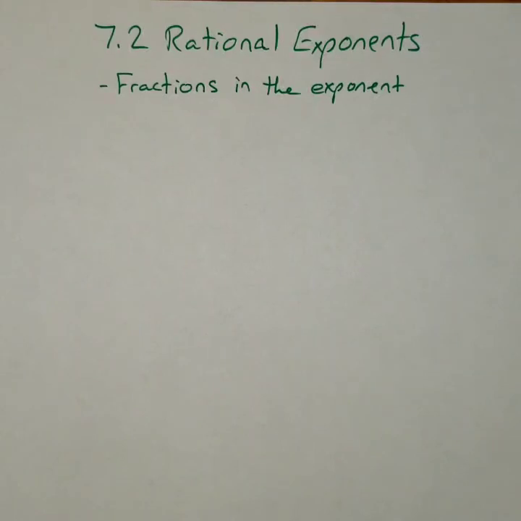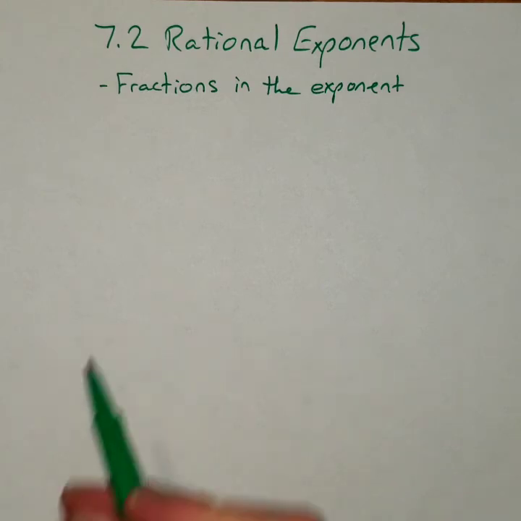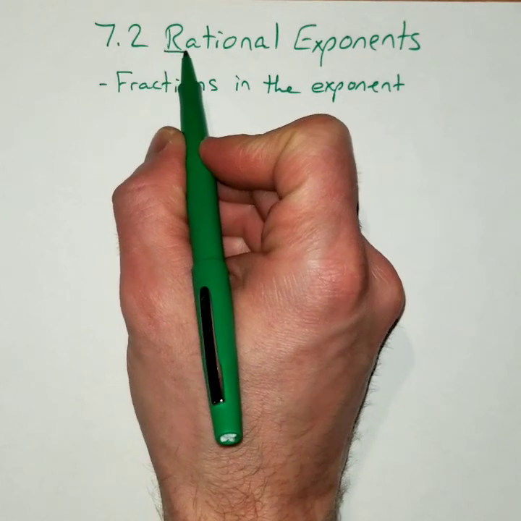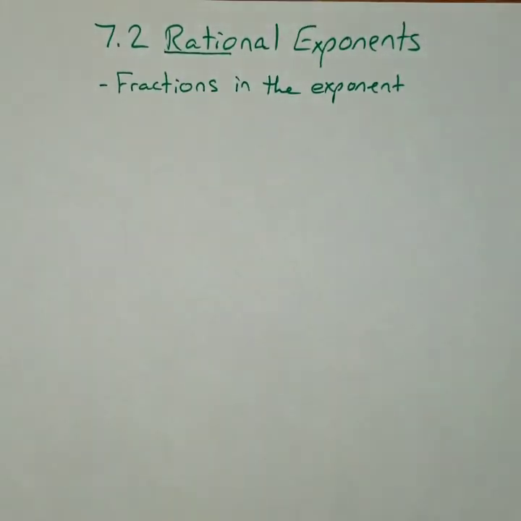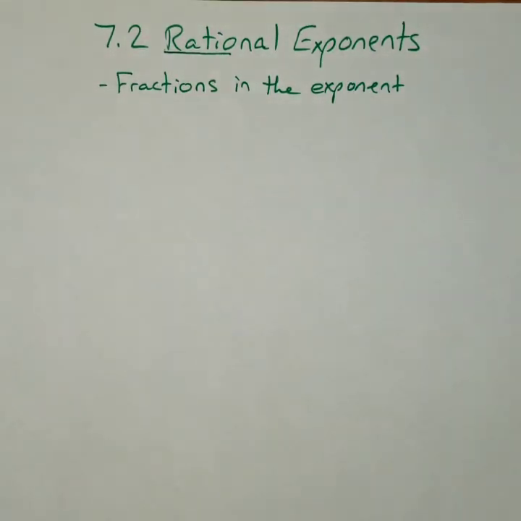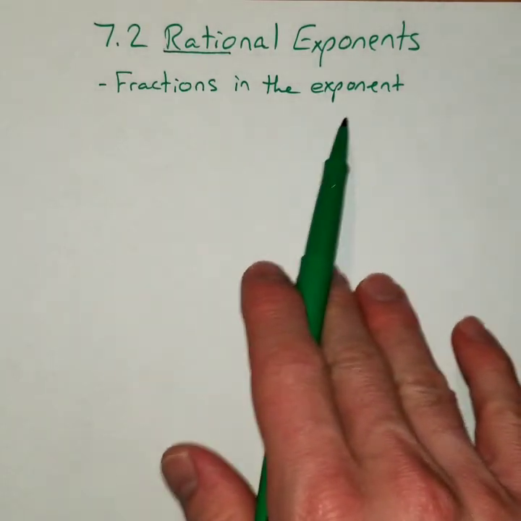Alright, so in section 7.2 we're going to discuss rational exponents. The idea with rational exponents is right here. The key idea is the word ratio. A ratio is a fraction. And so we're going to be looking at fractions in exponents. Okay, so x to the 2/3 power or x to the 5/8 power or something like that. So some sort of fraction in the exponent.